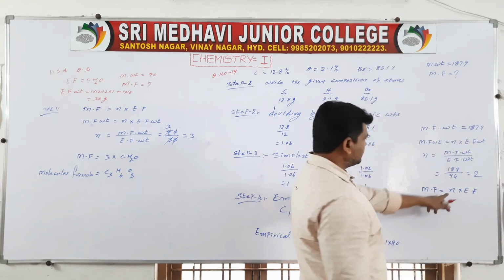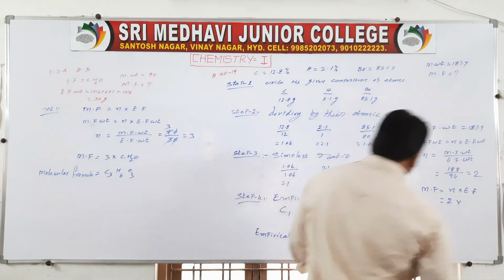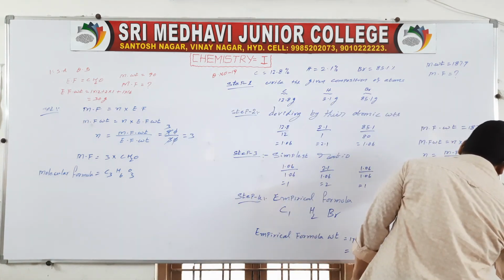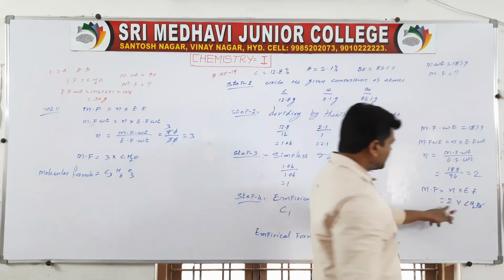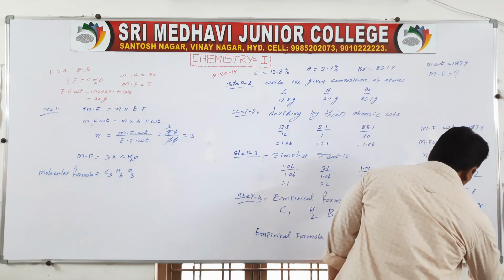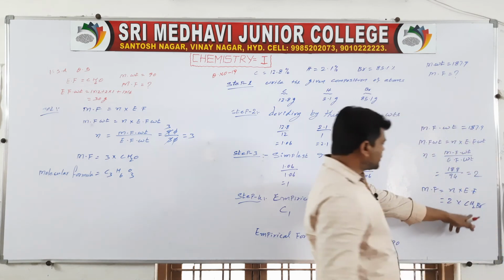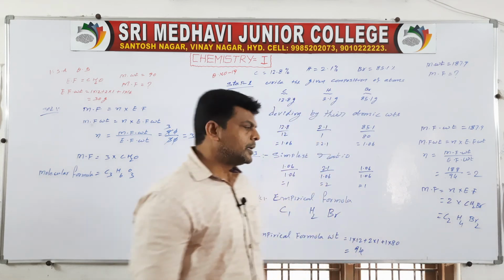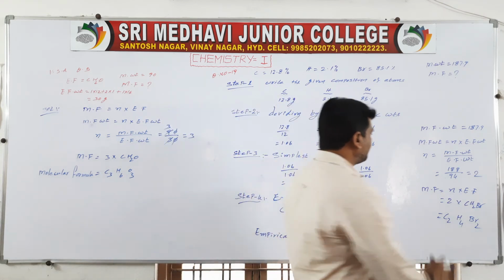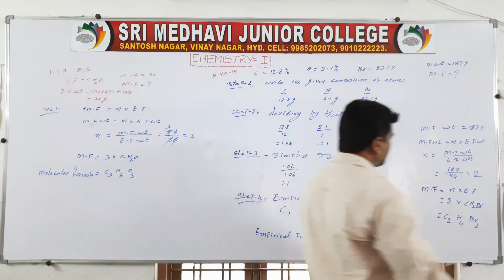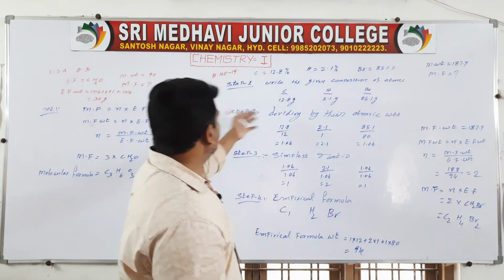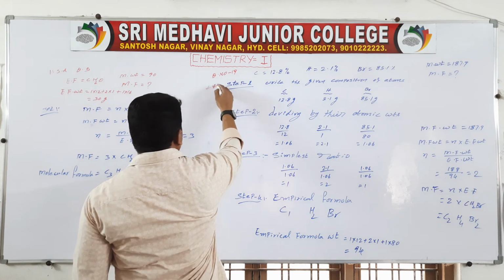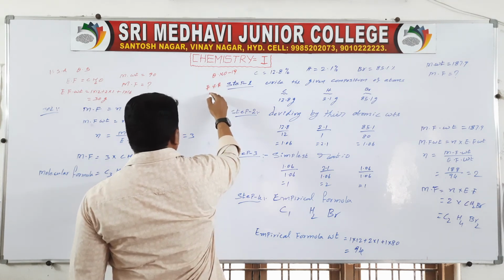Then we have to calculate molecular formula equals n into empirical formula. Then what happened? n is equal to 2. Empirical formula means CH2Br. Then 2 into C, C2. 2 into H2, H4. 2 into Br, Br2. So it is nothing but the molecular formula. Understand? So it is a very important problem for 4 marks.